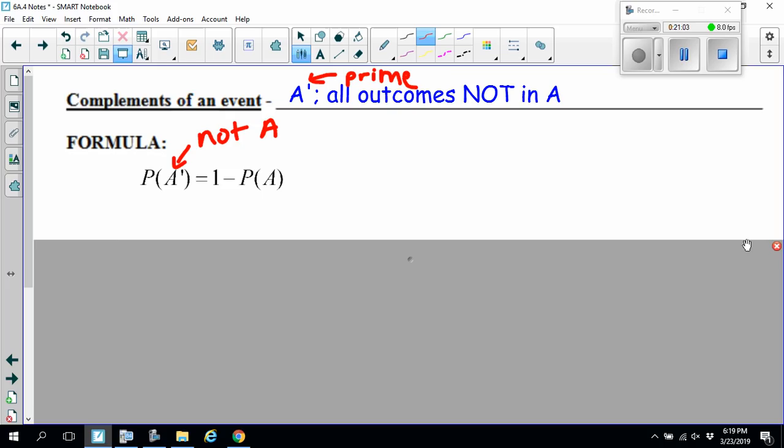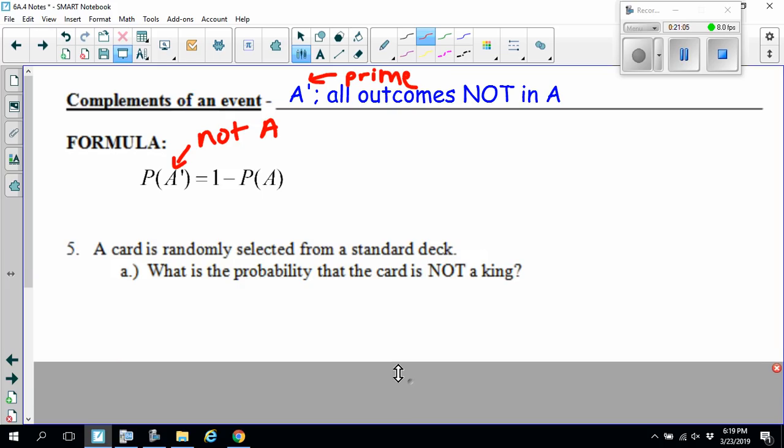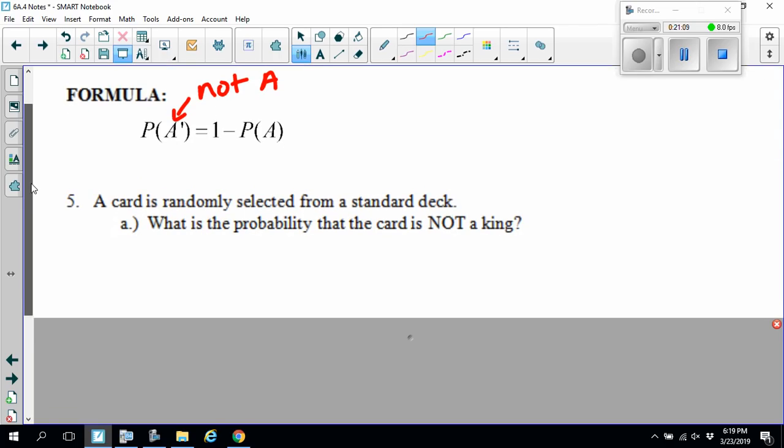Okay, now we're going to use this to do our 5A and B. I'm going to scroll down just a little bit. There we go. We can still see our formula, because that is important. It says a card is randomly selected from a standard deck. Now remember, anytime it talks about a standard deck, that's always 52 cards. If anything else, you can always just count all the 52 cards.